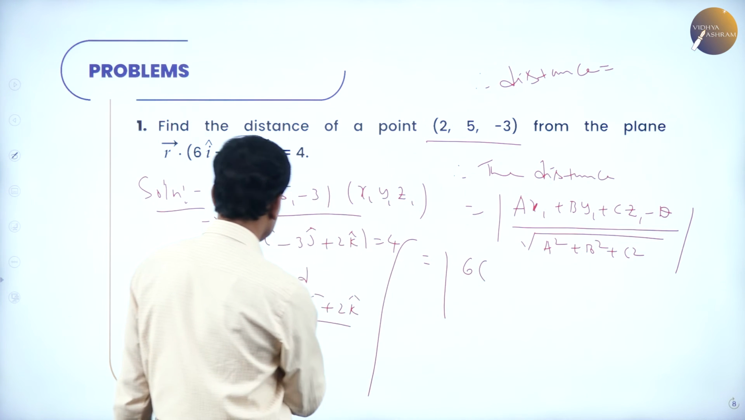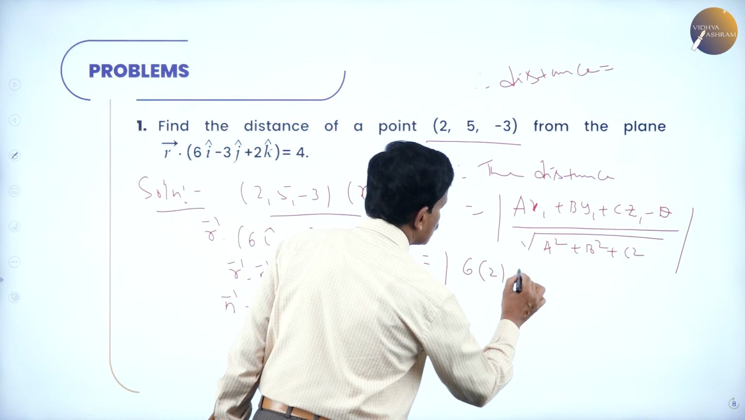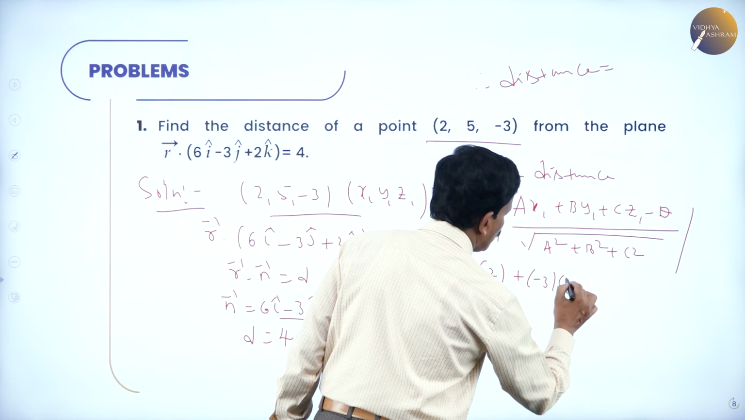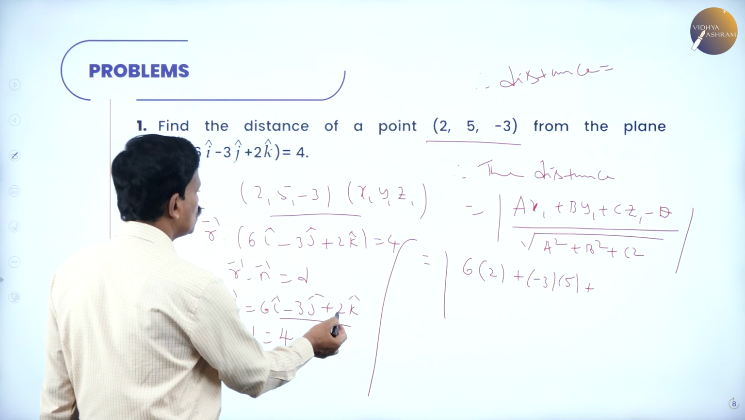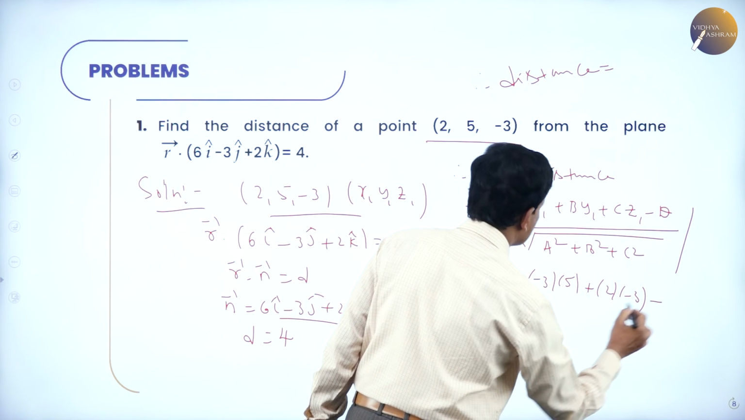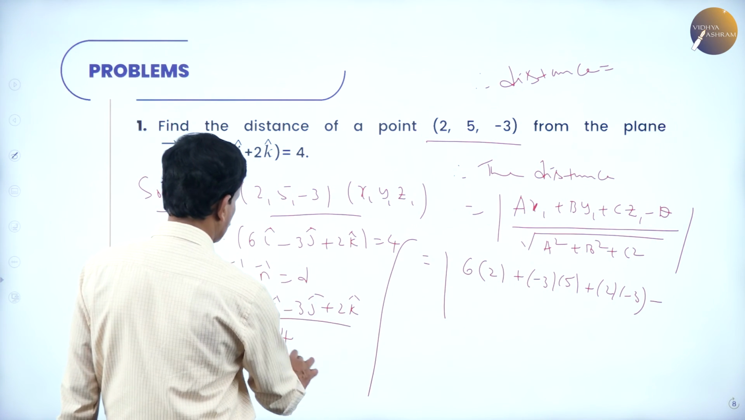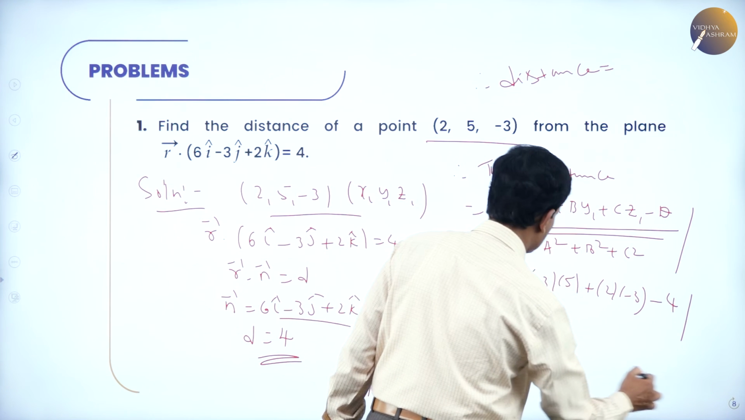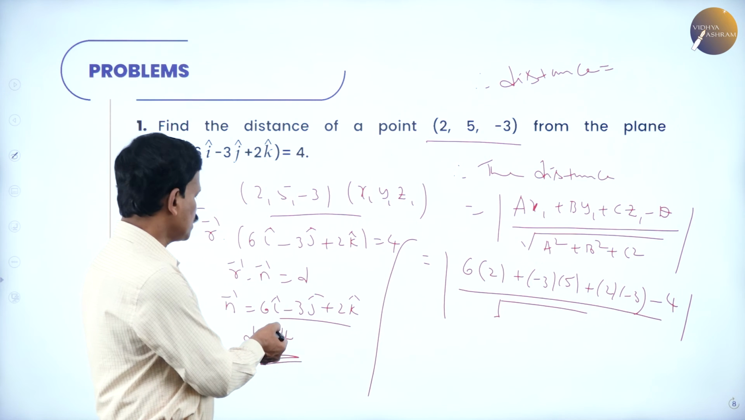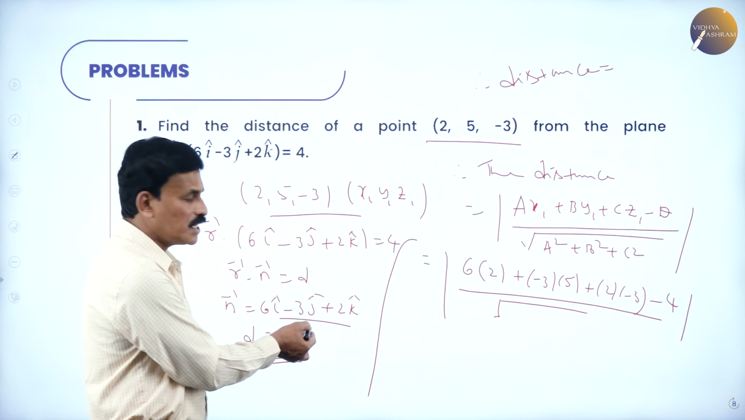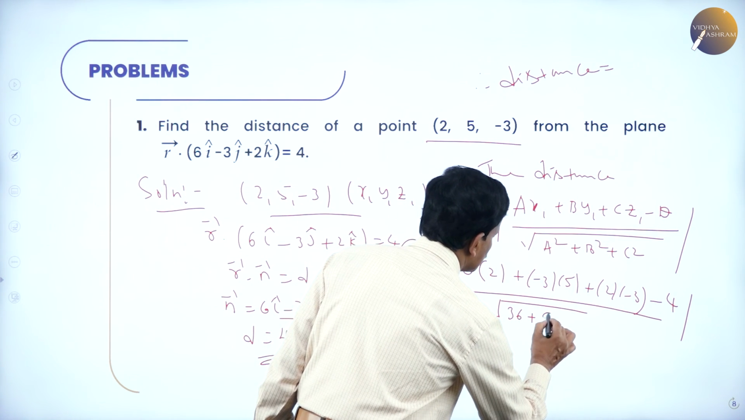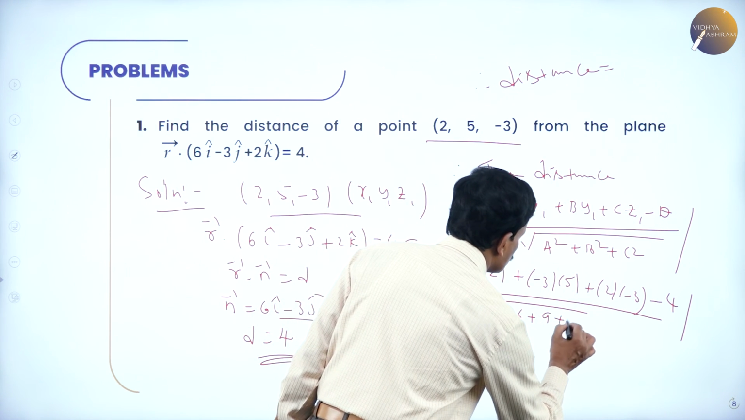This is mod of a is 6 into x1 is 2, plus b, what is b? Minus 3, y1 is 5, minus 3 into 5, plus c, c is equal to 2 into z1 is minus 3, 2 into minus 3, and minus, what is the value of d? d is equal to 4, divided by root of a square plus b square plus c square. 6 square is 36, 3 square is 9 and 2 square is 4. So that is 36 plus 9 plus 4.